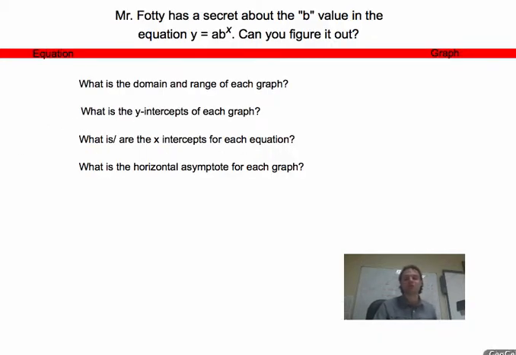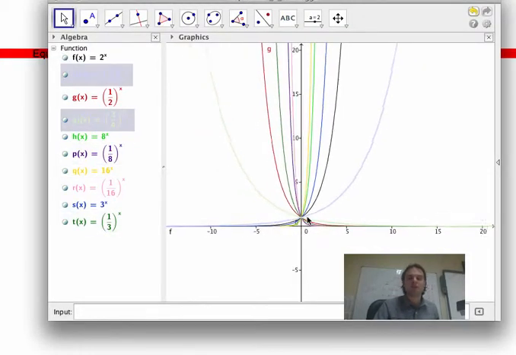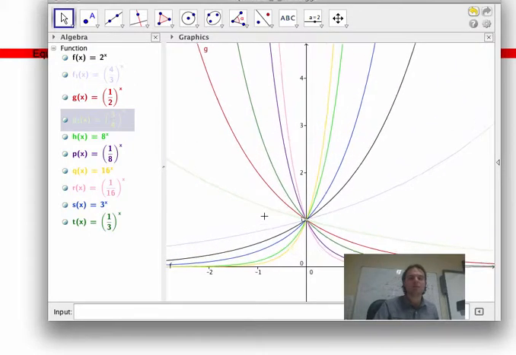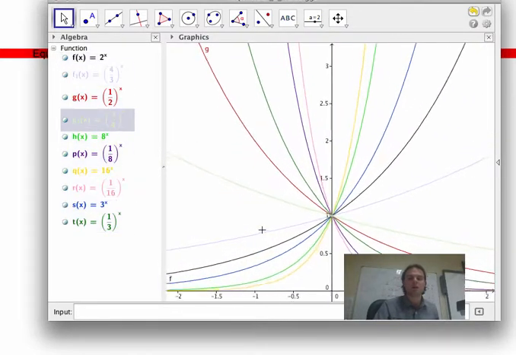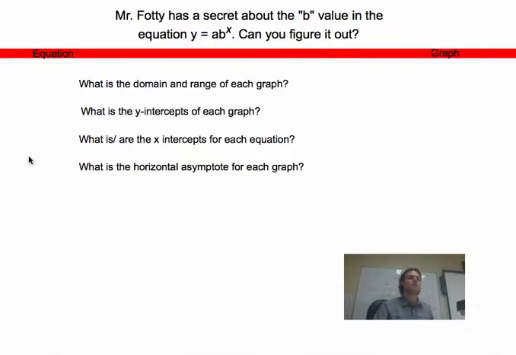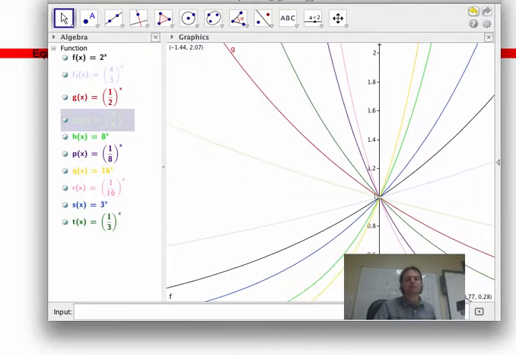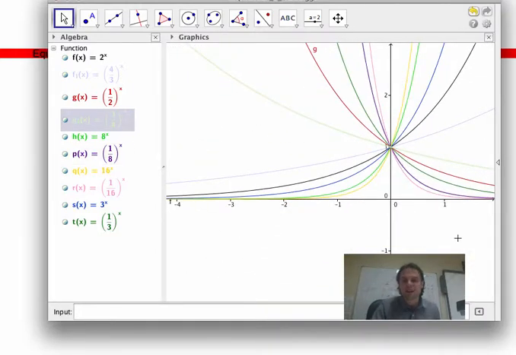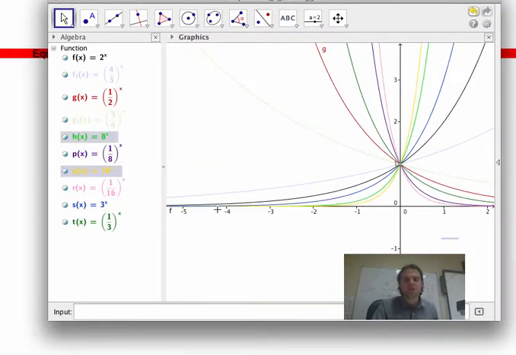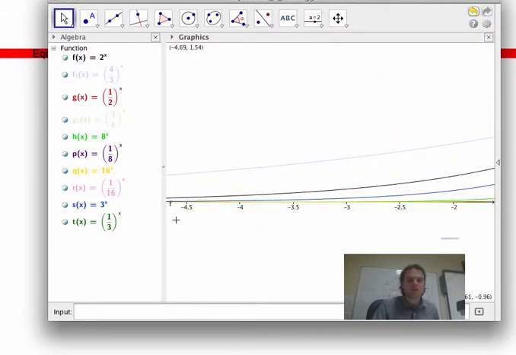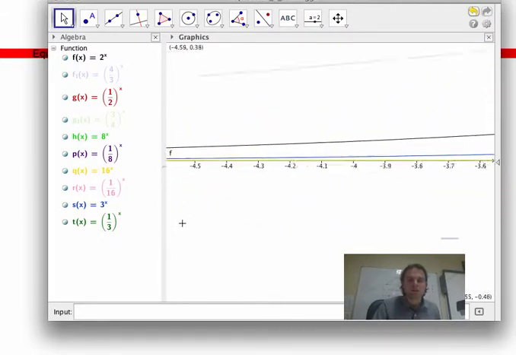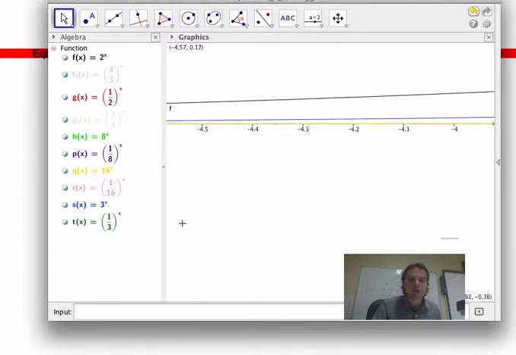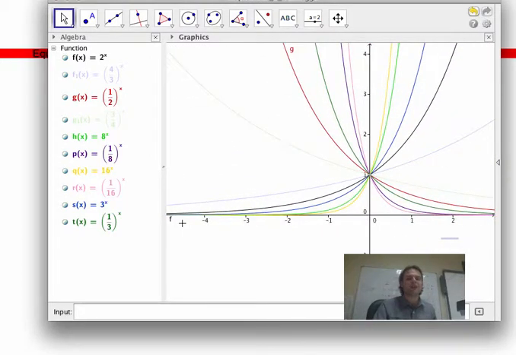The y-intercepts for each graph. So when we're looking at b, what are my y-intercepts? For all of these, I go very close. My y-intercept is always right there. It's always at 1. The x-intercepts for these. Are there any x-intercepts? Well, zoom out a bit here. Does it look like it ever hits? No, it doesn't ever really hit, does it? We get close, but it doesn't hit. So there are no x-intercepts.